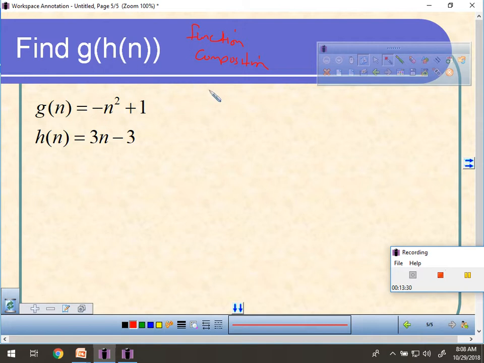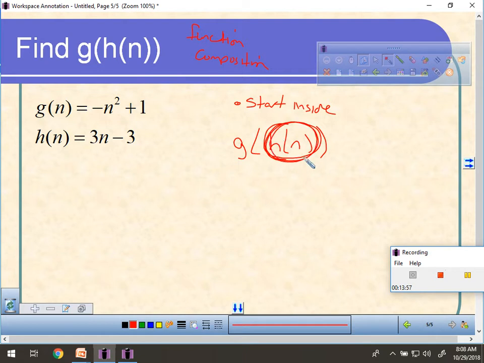So remember what I told you when we did this, you start on the inside and work your way out. So this is g of h of n. So I'm going to start with the inside. So I'm going to start with that h of n, and I'm going to plug that into the g function. So you're going to start with the h of n. So you see I'm circling right there, and you're going to plug that into the g function. So you see right here an arrow to the g function where the n is. So wherever that n is, I'm going to replace it with this 3n minus 3 that I just circled. So here's what that would look like.